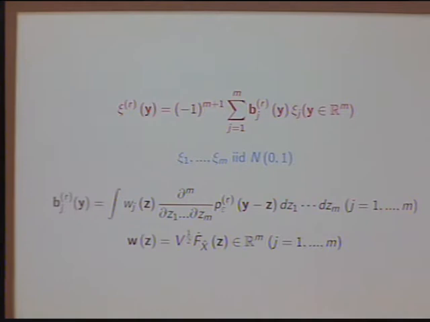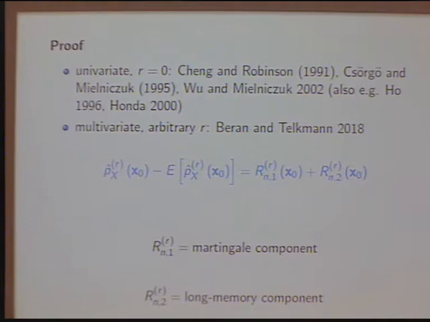Now the proof is similar to the related univariate papers. You can decompose p hat minus its expected value into a martingale component and what one can call a long memory component. This is by conditioning on the sigma algebra of the past epsilons. Then you can just decompose it this way. So we have these two components.